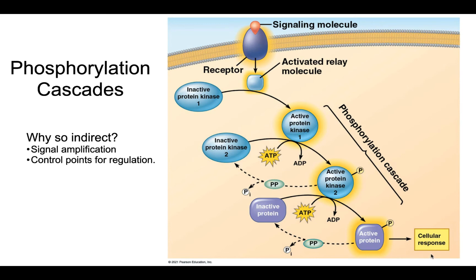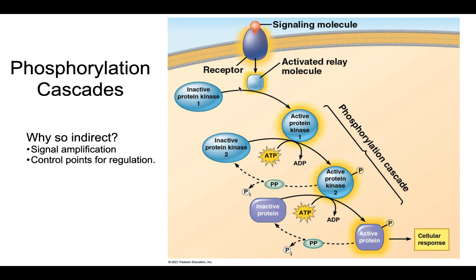And the question that you might ask is, why so indirect? Why not just connect this receptor to this protein right here and be done with it? Why all the in-between stuff? Well, there's two really important things that come out of this indirect pathway. The first is something called signal amplification, and we'll take a little bit more look at it a little bit later. But what that basically means is that each step of the pathway amplifies the signal.